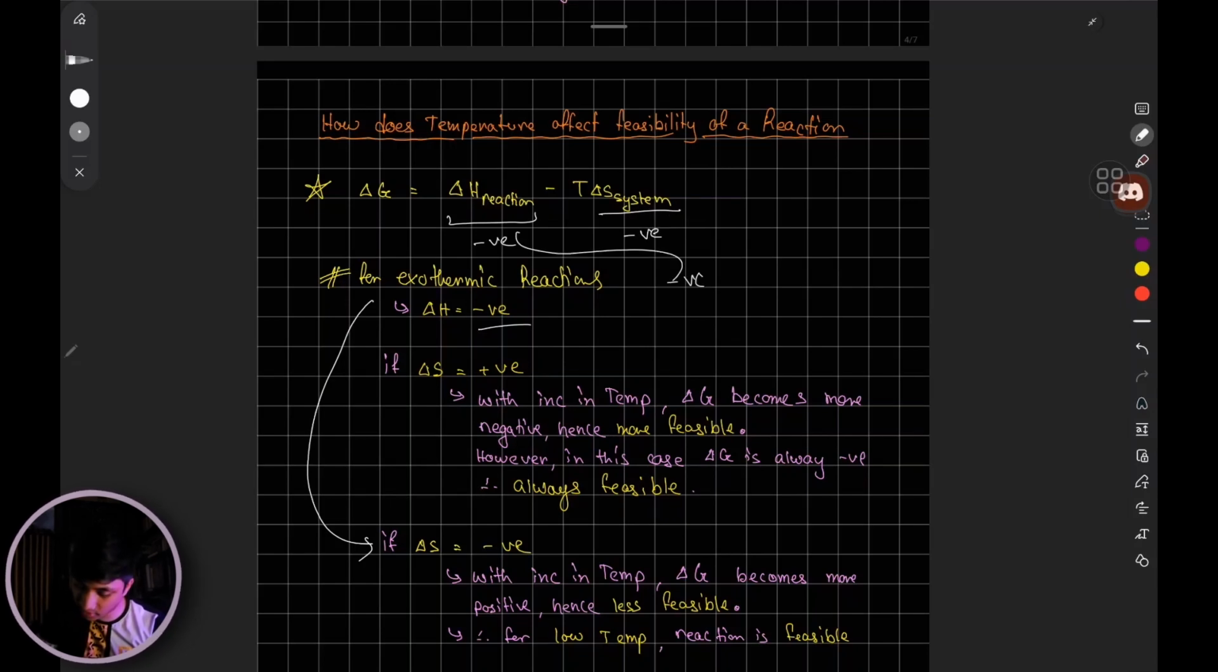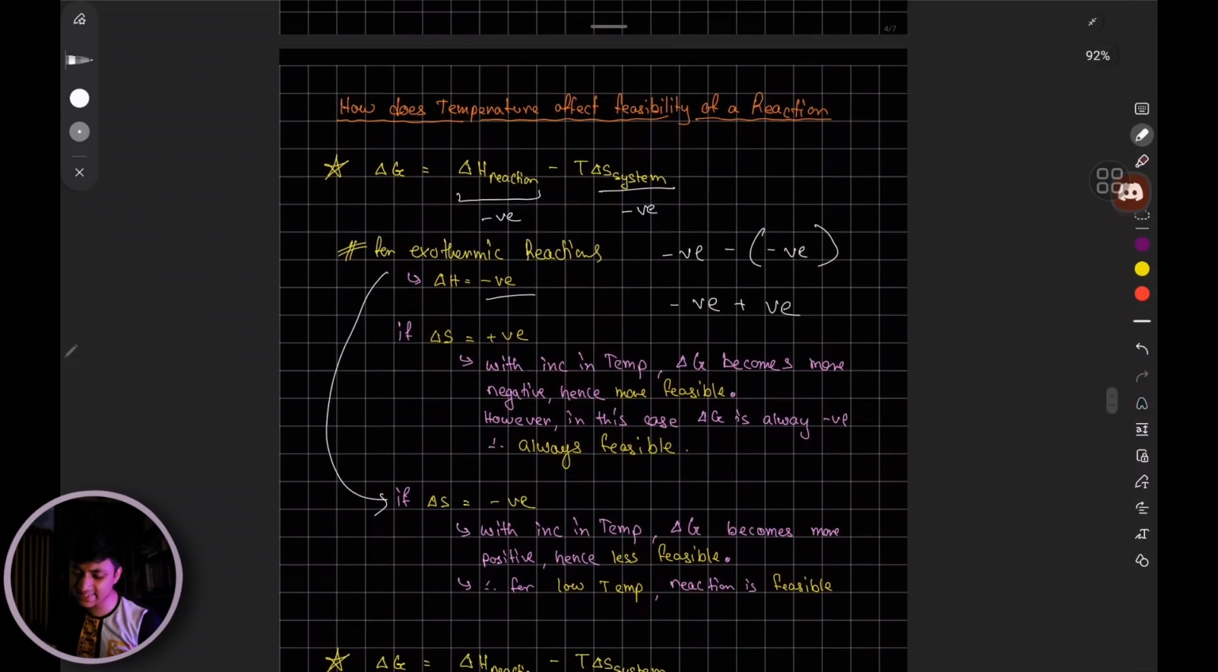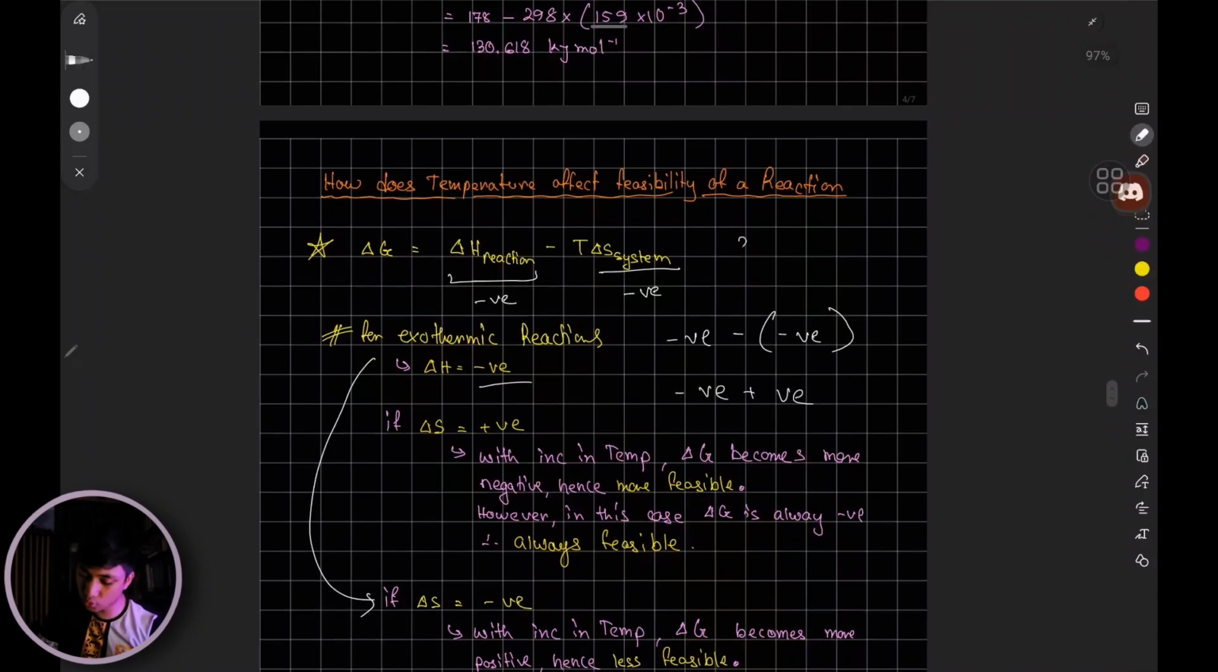Therefore, you have a negative in front, negative value minus a negative value. What that results in is negative plus positive. So what this means is, let's say your temperature is 2 kelvins, and let's say your change in entropy is 20 and your change in enthalpy is 200. Sorry, it's going to be plus. So let's say your change in enthalpy is minus 200 plus 2 into 20.